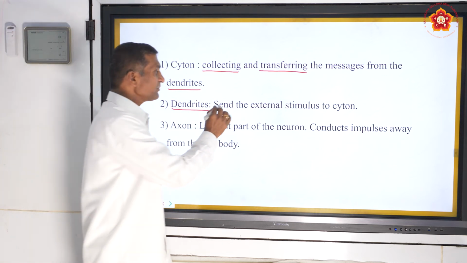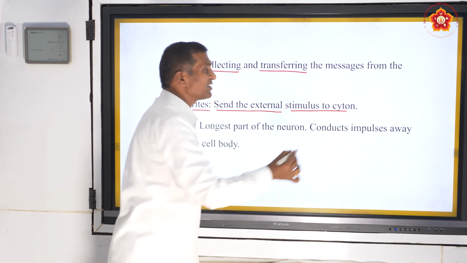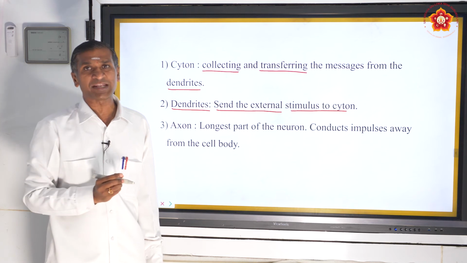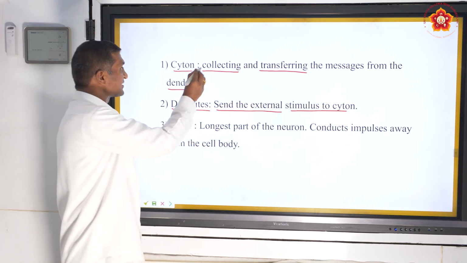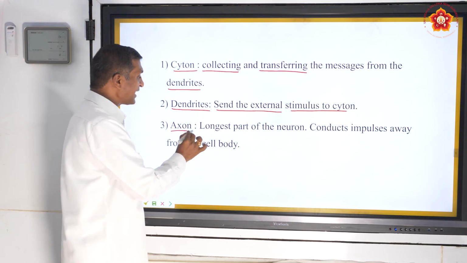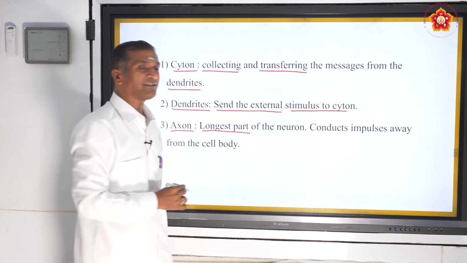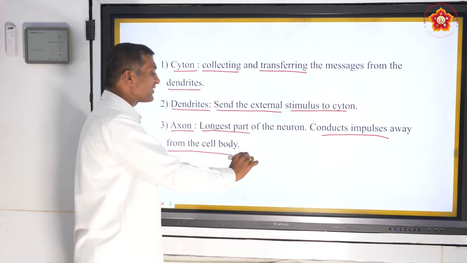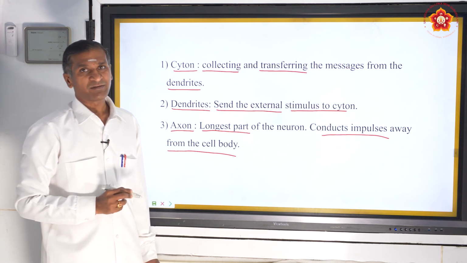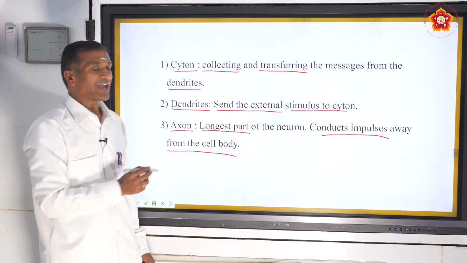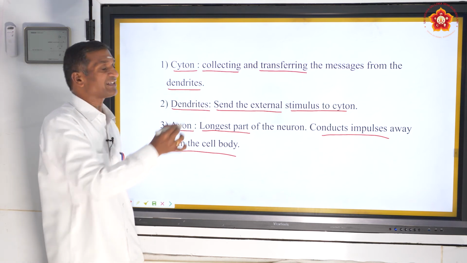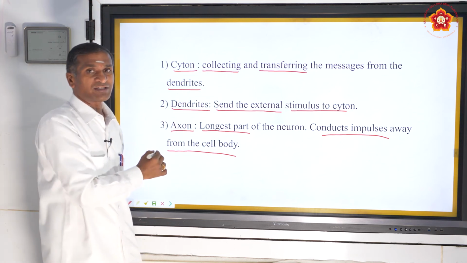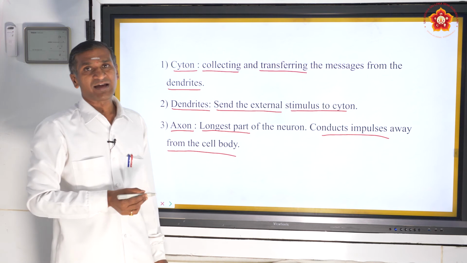Dendrites send the external stimulus to cyton. So dendrites receive the stimulations from the environment and send them to the cyton. Axon, the longest part of the neuron, conducts the impulses away from the cell body. Very beautifully the nerve cell, where the dendrites carry the stimulations and give them to cyton. The cyton sends the responses through the axon to the effectors region.